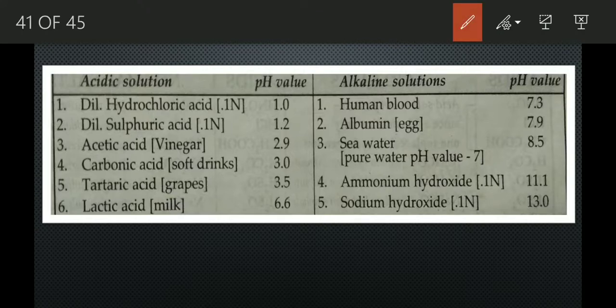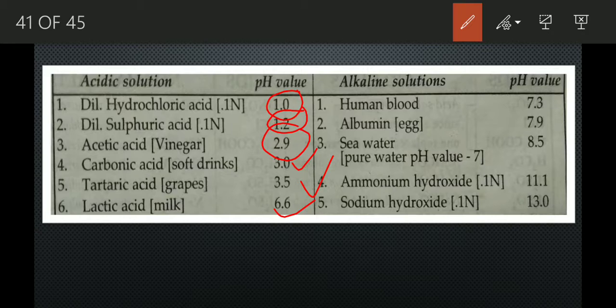Dilute hydrochloric acid, HCl, pH is 1. Sulfuric acid, pH is slightly more, 1.2. Acetic acid, it's 2.9. Carbonic acid, 3. Tartaric acid, 3.5. Lactic acid, 6.6. So, as lactic acid is present in milk, the pH value of milk is 6.6.